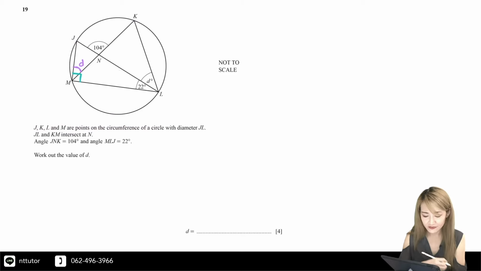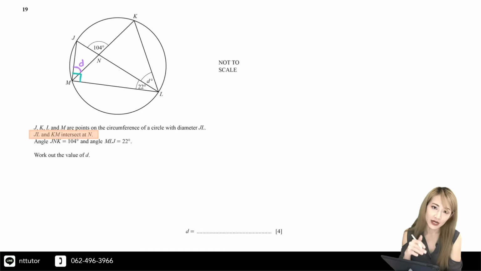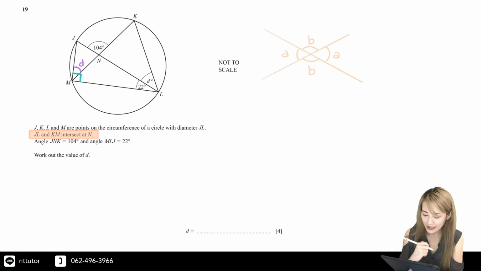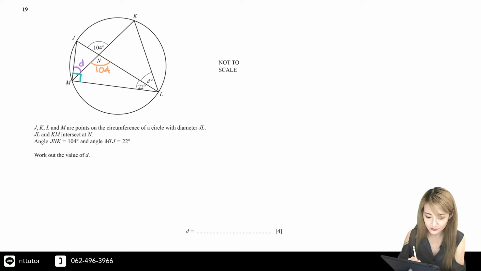And the next piece of information the question gave is that JL and KM intersect at N, even though we can see that from the diagram. But they're telling us to remind us to use that fact. So, at the points of intersection, the opposite angles will be equal, just like this. This means that the angle MNL must also be equal to 104 degrees as well.